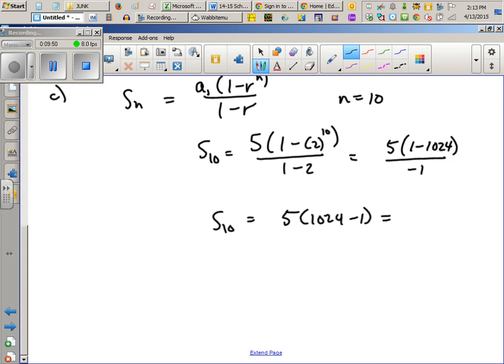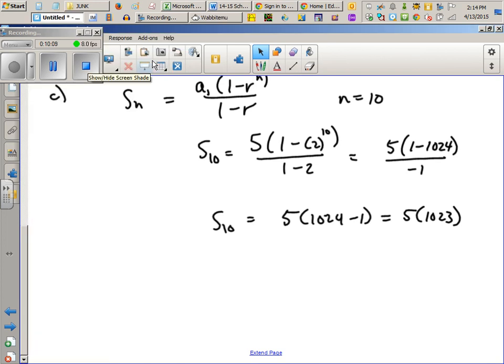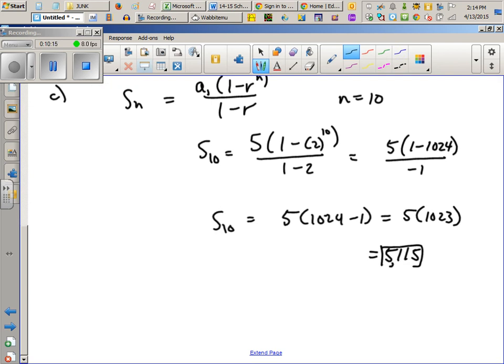So I basically multiply top and bottom by negative 1. So what is 5 times 1023? I believe it's 5,115. Let's just check real quick. 5 times 1023, 5,115. Okay, so let's put that in here. 5115, S sub 10. Okay, let's try another example.